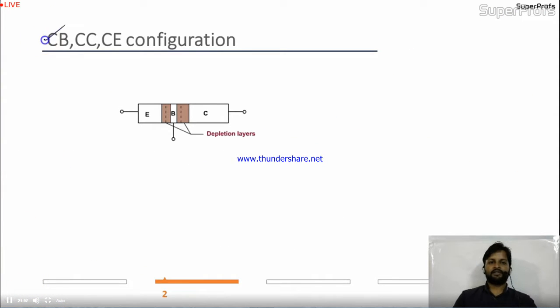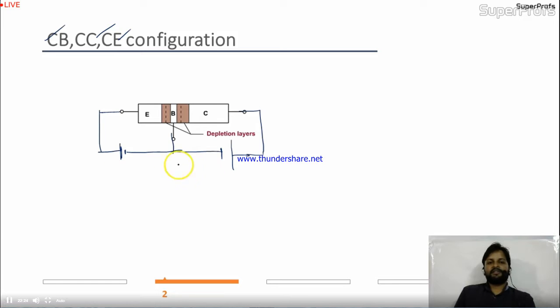And this is the common base, common collector and common emitter configuration. What is the common collector, base and emitter? See friends, here I have the emitter, here I have the base, here I have the collector. Now we have to apply outer energy source to this, right? So suppose we are applying like this. In this way you are applying this.